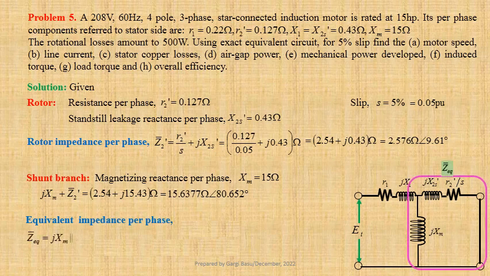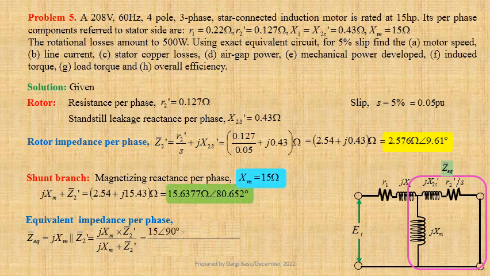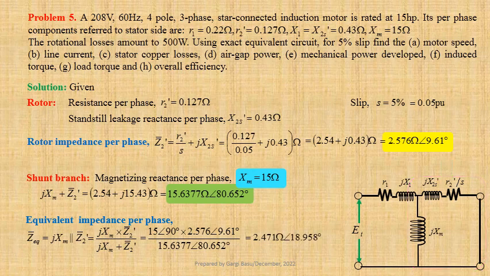Now we shall determine equivalent impedance per phase. ZEQ equals jXm parallel with Z2 dash, that is equal to jXm into Z2 dash divided by jXm plus Z2 dash. Using values we get 15 at an angle 90 degree into 2.576 at an angle 9.61 degree divided by 15.6377 at an angle 80.652 degree. That gives us 2.471 ohm at an angle 18.958 degree.